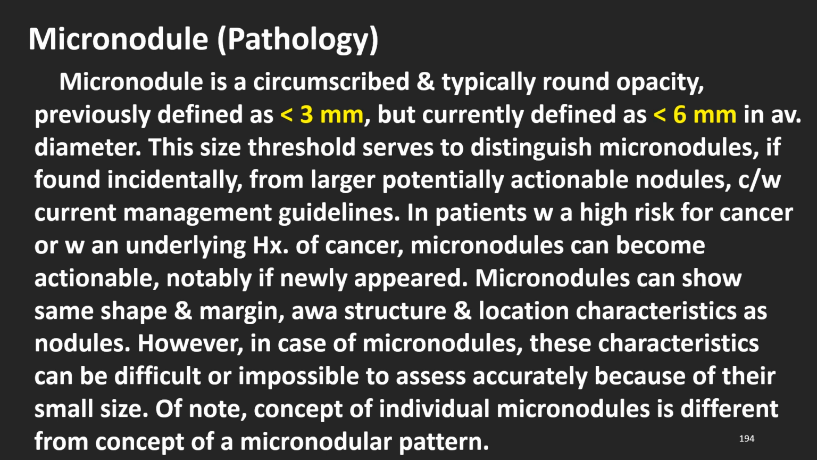In patients with a high risk for cancer or with an underlying history of cancer, micronodules can become actionable, notably if newly appeared. Micronodules can show same shape and margin, as well as structure and location characteristics as nodules. However, in case of micronodules, these characteristics can be difficult or impossible to assess accurately because of their small size. Of note, concept of individual micronodules is different from concept of micronodular pattern.